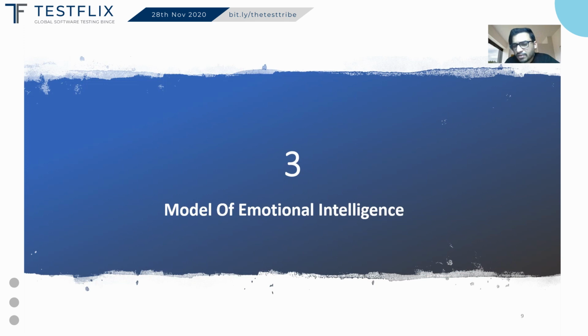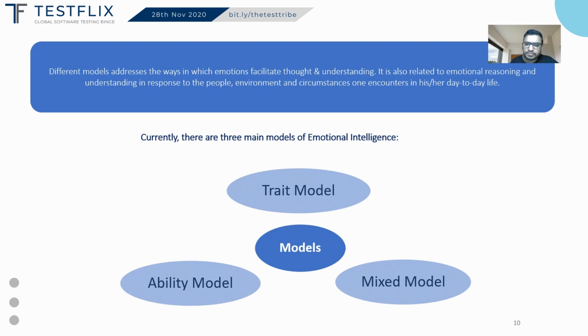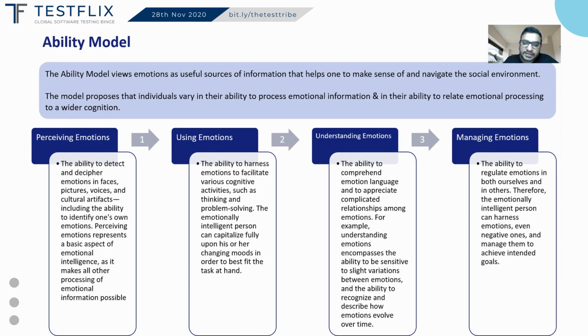So what are the three different essential models of emotional intelligence which we can talk about here? One is the ability model, then there is the trait model, and there is the mixed model, which is a hybrid model of both. So the very first thing is the ability model. Ability model is something which we all use in some form or other. For example, the ability model asks you to be very conscious about how you perceive others' emotions.